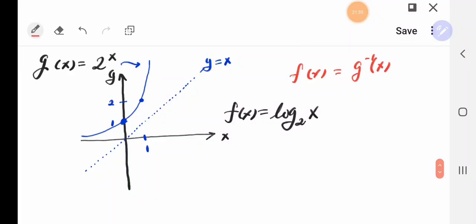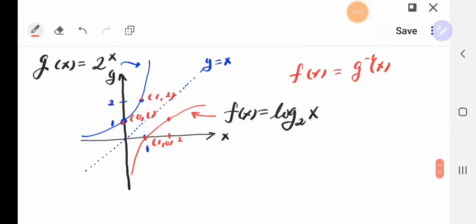So if it's an inverse function, then what we do is switch x and y. Okay, this point is x equals 0, y equals 1, and this point is x equals 1 and y equals 2. So what we do is flip x and y. So this point will be (1, 0). This point moves to here, and this point moves to over here. This is 2. So the graph looks like this. So this is the graph of the logarithm.